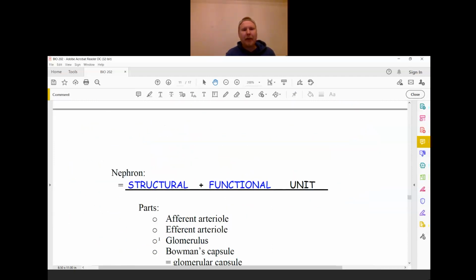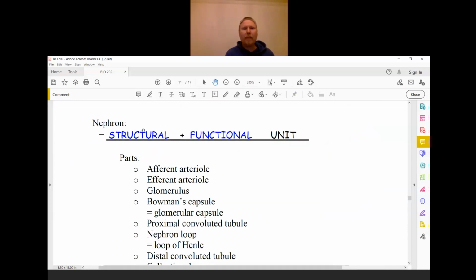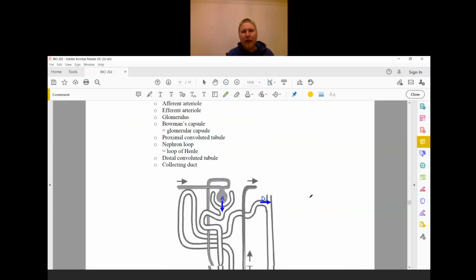Let's have a look at the nephron. I mentioned earlier on that the nephron is the most important structure that we'll be looking at in the urinary system. It is the structural and functional unit of the kidneys. So let's go through that. And how we're going to go through that is by looking at the different parts of the nephron that you should know.